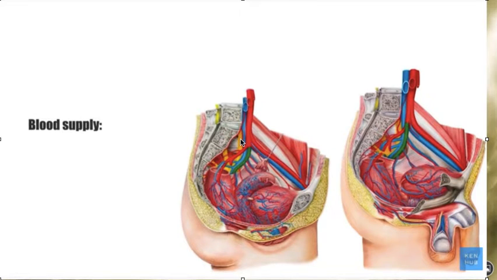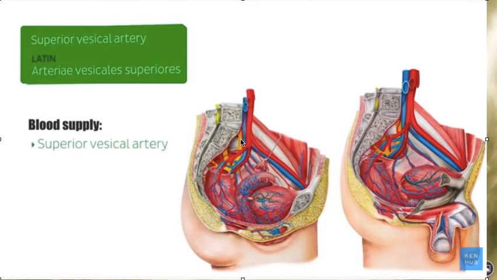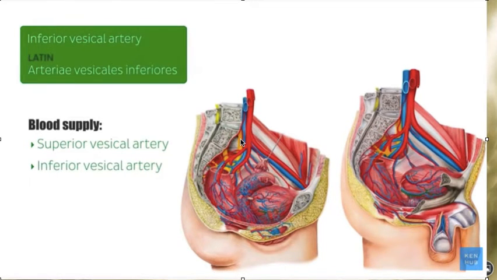And of course, we can't leave without talking about the blood supply. The urinary bladder receives arterial blood supply from two branches of the internal iliac artery in both males and females. The superior vesical artery, which supplies the anterosuperior aspect of the bladder, and the inferior vesical artery, which supplies the fundus and the neck of the bladder.